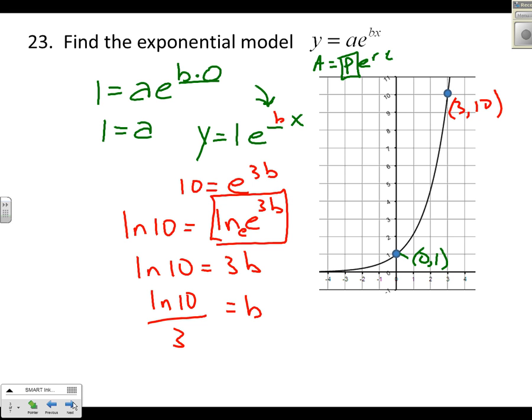So my model is y equals e to the ln 10 on 3 times x. Now, certainly in the back of the book, this would be represented as a decimal. That is the exact value of the model, and I would leave ln 10 on 3 up to the viewer with a calculator.